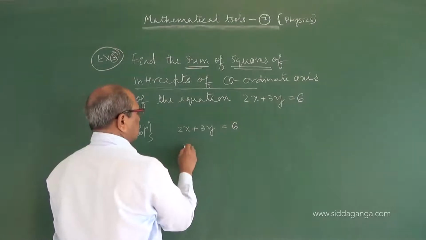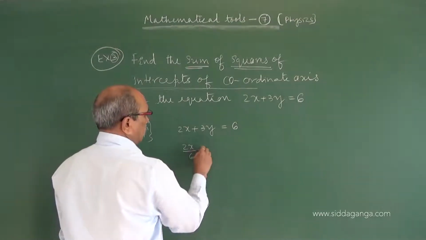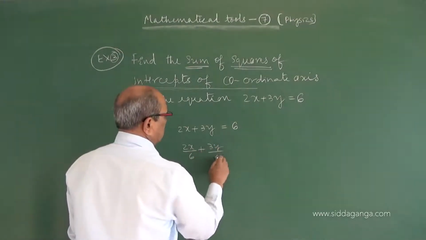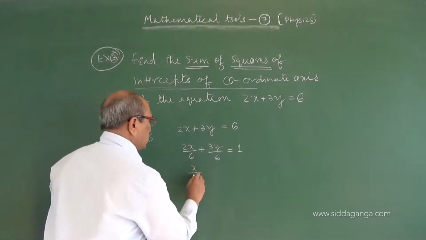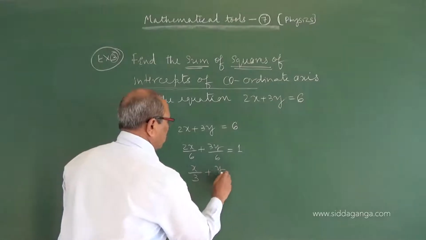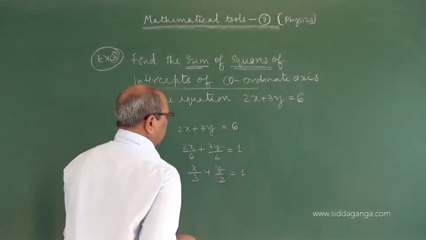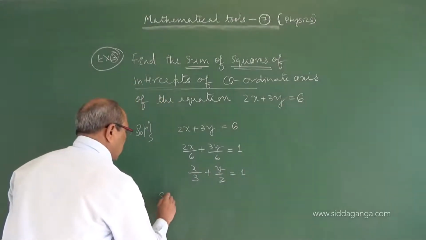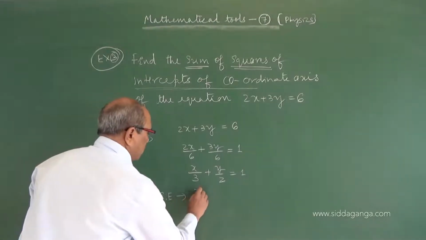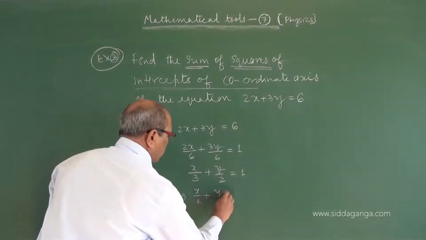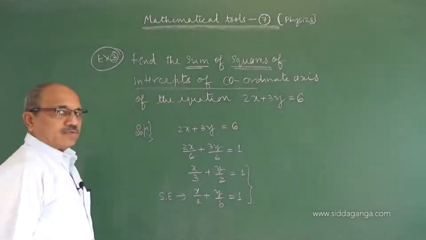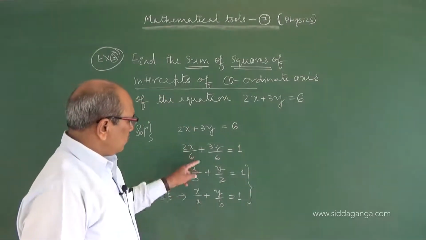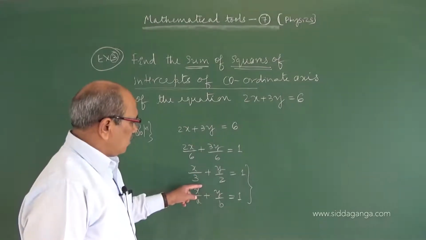Divide by 6: 2x by 6 plus 3y by 6 is equal to 1. So, further simplified, we get x by 3 plus y by 2 is equal to 1. Now we have the standard equation x by a plus y by b equal to 1. Compare these two. On comparison, we are able to get the values of a and b.